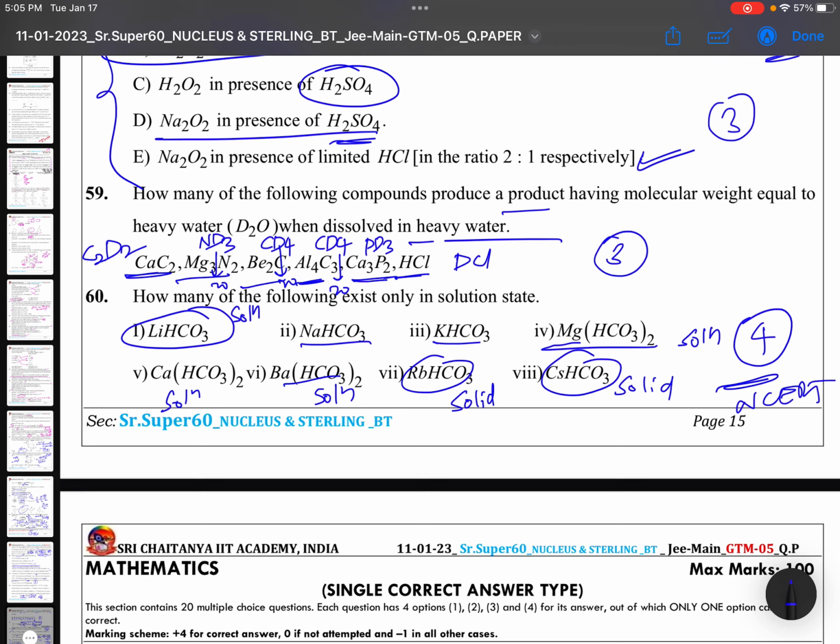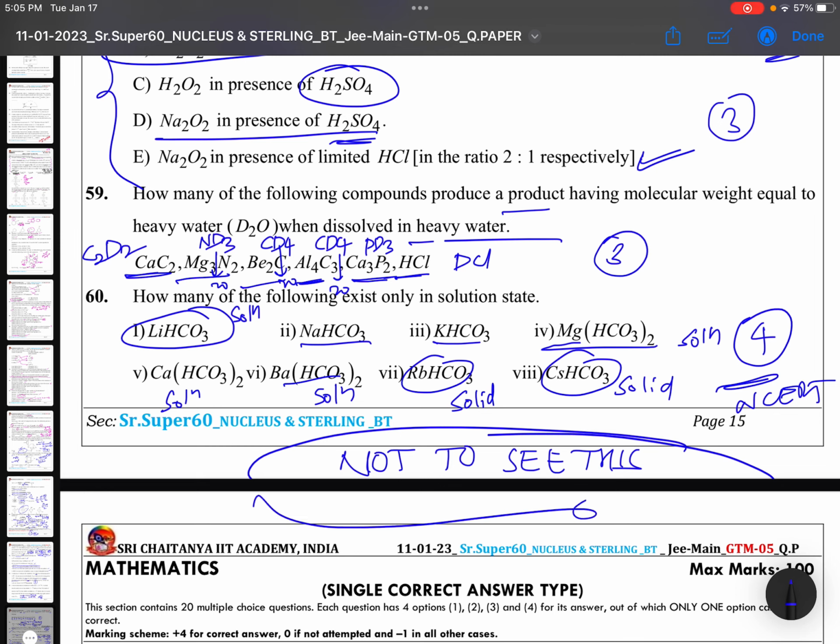Overall, very tough paper. I suggest you not to see this paper. No need. At this time, you need confidence. By seeing this paper, you will lose your confidence. Okay. Don't worry. It happens.